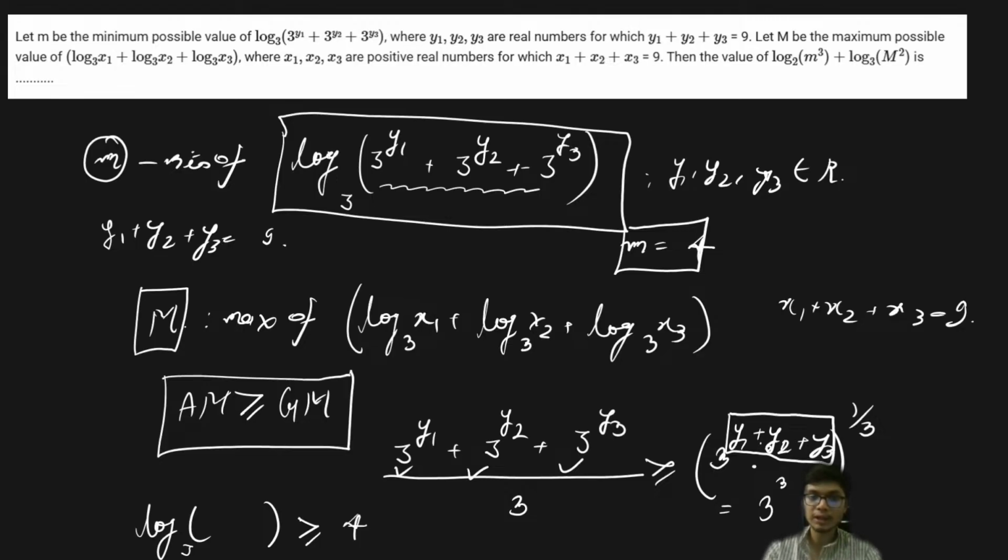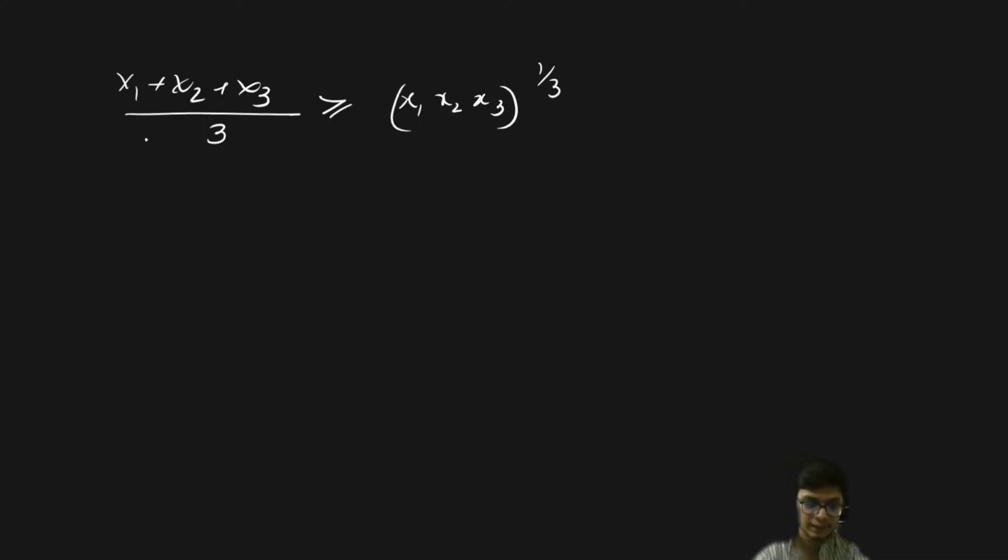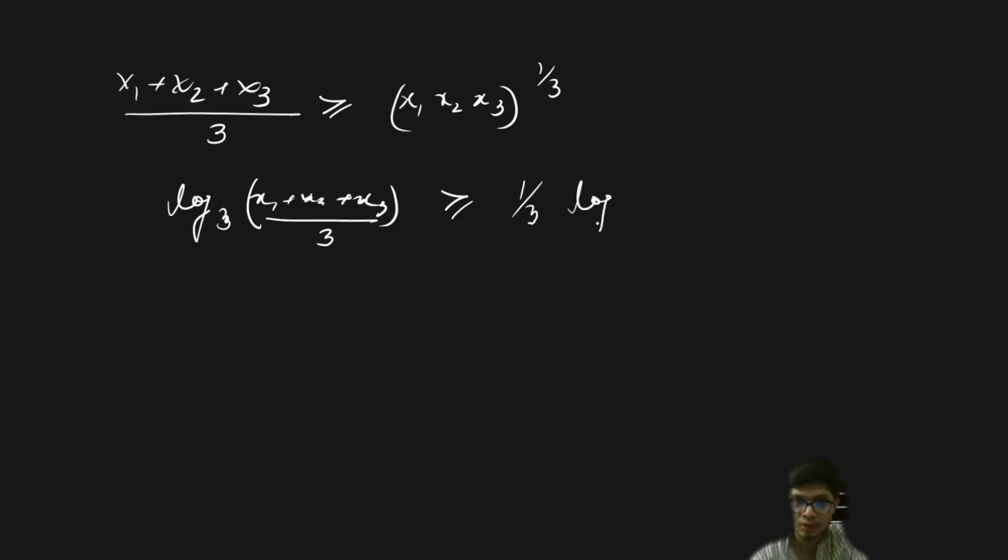Now similarly, for solving the next part, I'm going to use the same properties. First and foremost, if I take the three numbers x1, x2 and x3, and take the arithmetic mean, which is greater than or equal to the geometric mean as follows, right? Then if I take log on both sides, this part is going to be greater than or equal to 1/3 times the sum of log x1 base 3 plus log x2 base 3 plus log x3 base 3.